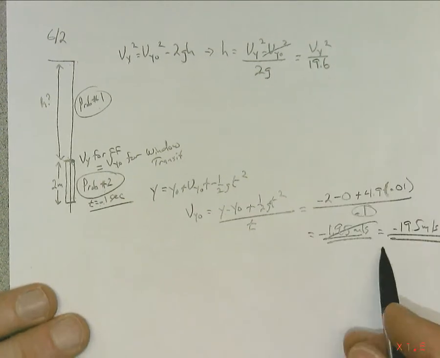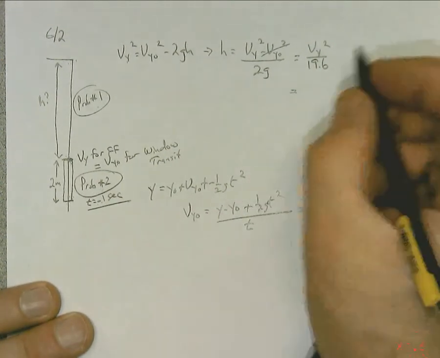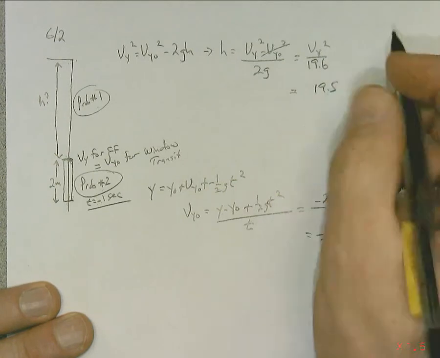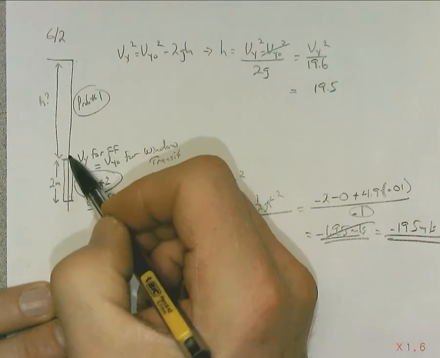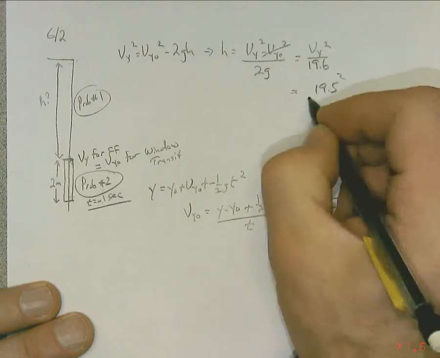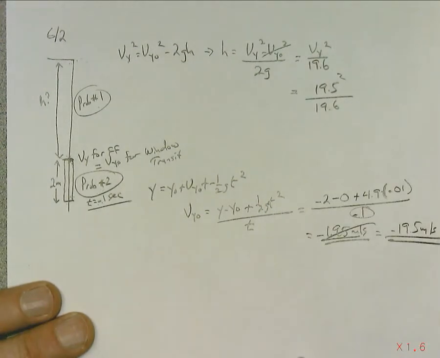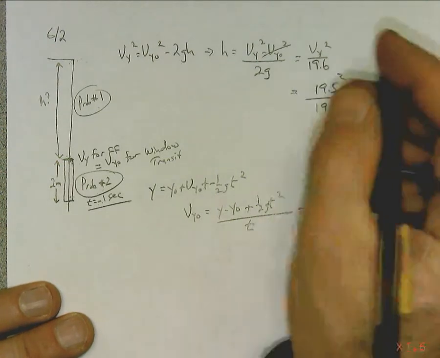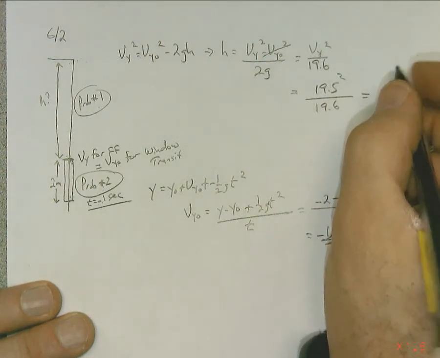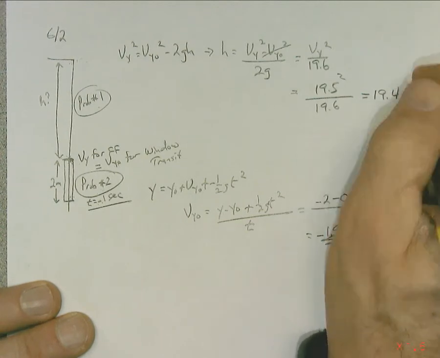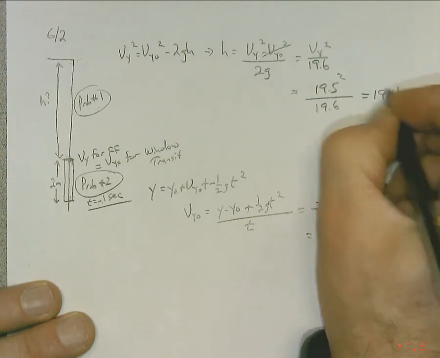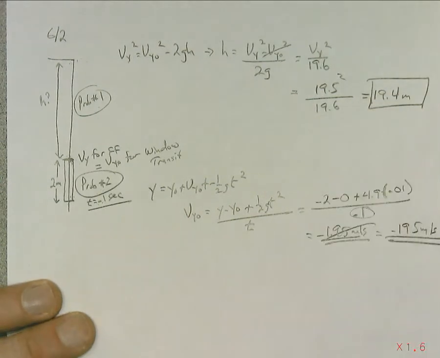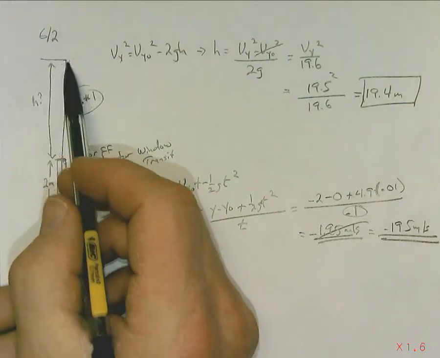So now let's go ahead and solve the problem. Vy squared, 19.5, the final velocity for the first part of the problem, over 19.6. 19.5 squared divided by 19.6 gives us 19.4 meters. And that is our final answer. That is the height of the top of the building falling down to here.